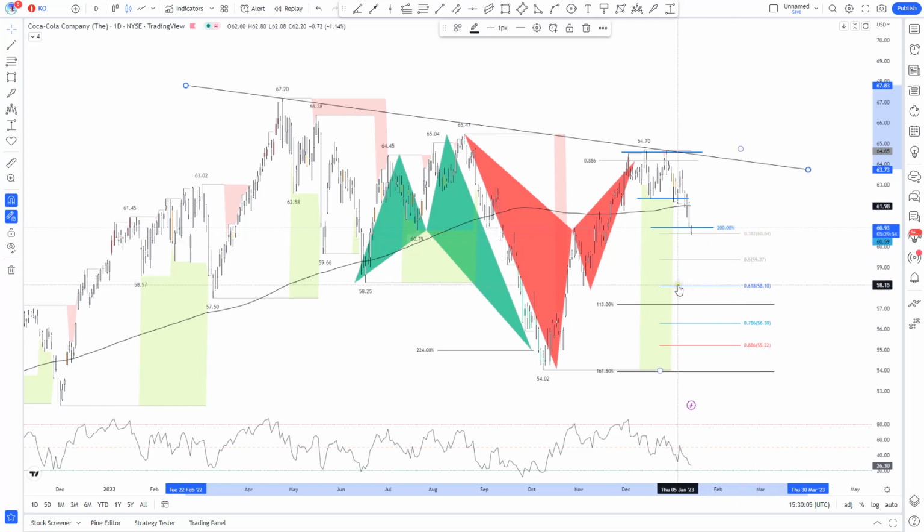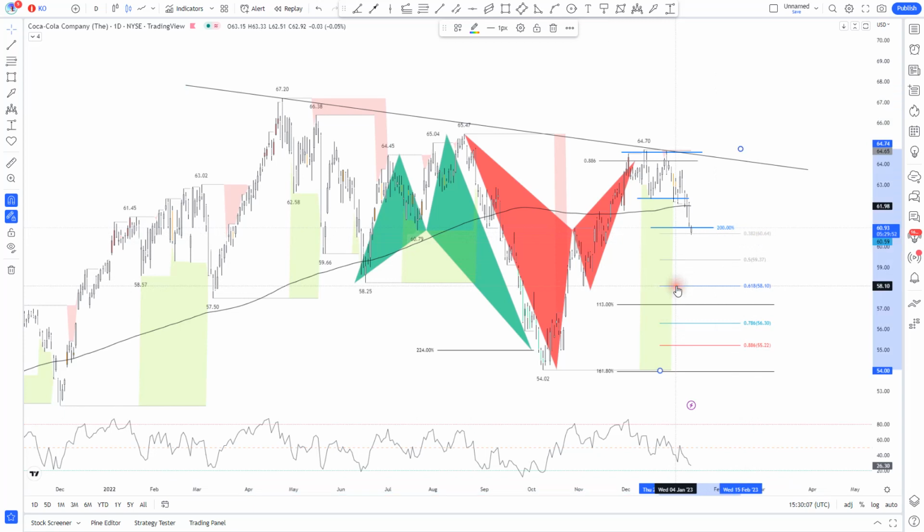Even if you prefer to say, okay, but the 61.8 or the 78.6 offers me better risk-reward opportunities to get involved, do not ignore a bounce from the 38% Fibonacci level, because if that happens, that means a strong move to the upside.